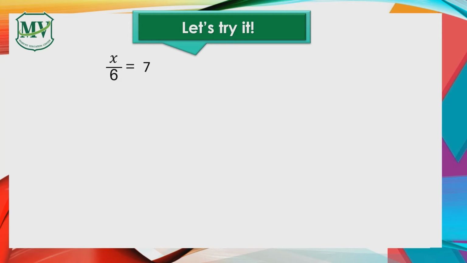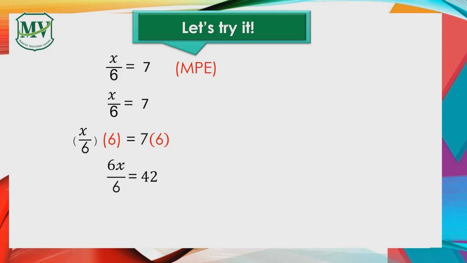x divided by 6 is equal to 7. In this equation, we are going to use the multiplication property of equality. Let's copy first the original equation. Then the multiplication property of equality allows us to multiply 6 from both sides of the equation, and it will become 6x over 6. Then 6 times 7 is equal to 42.